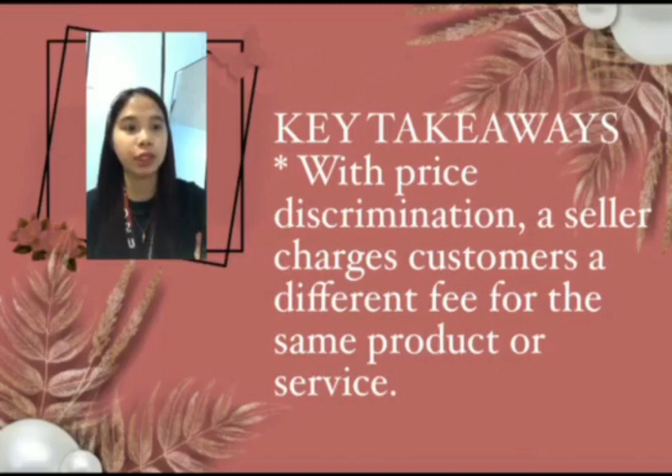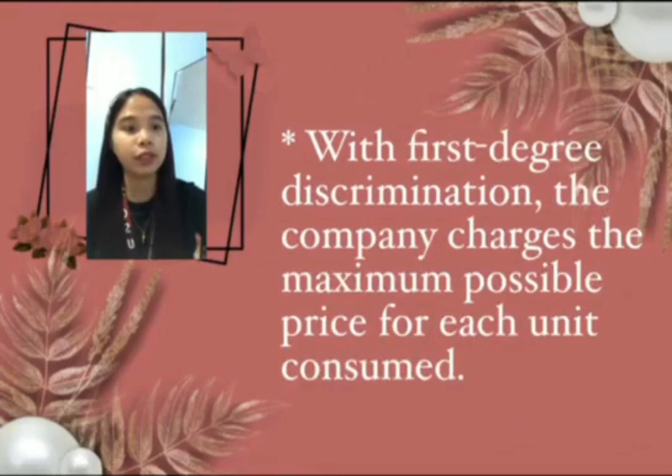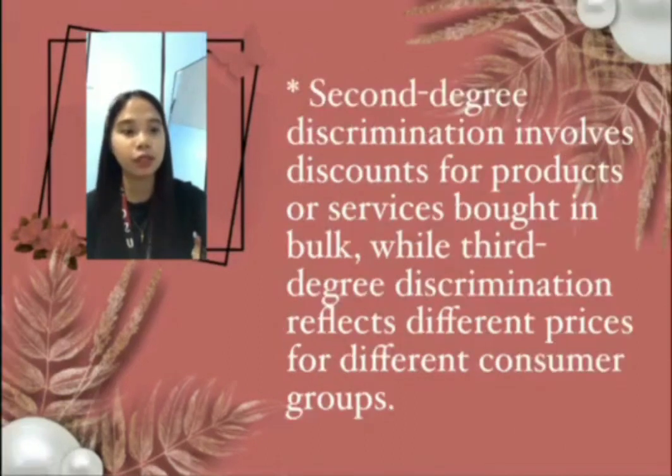First, with price discrimination, a seller charges customers a different fee for the same product or service. Second, with first degree discrimination, the company charges the maximum possible price for each unit consumed. Third, second degree discrimination involves discounts for products or services bought in bulk, while third degree discrimination reflects different prices for different consumer groups.